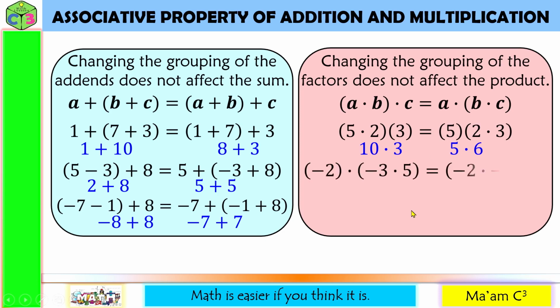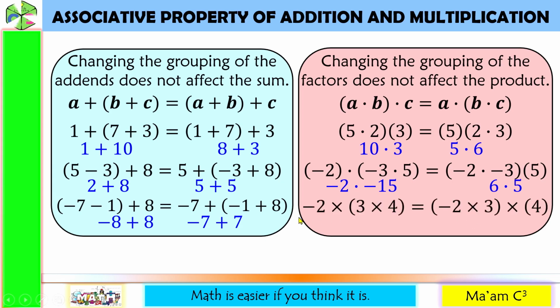Another example, negative 2 times the quantity negative 3 times 5 is equal to the quantity negative 2 times negative 3 times 5. Negative 3 times 5 is negative 15, so this will become negative 2 times negative 15. Negative 2 times negative 3 is positive 6. So this will be 6 times 5. Negative 2 times negative 15 is positive 30. 6 times 5 is also positive 30.